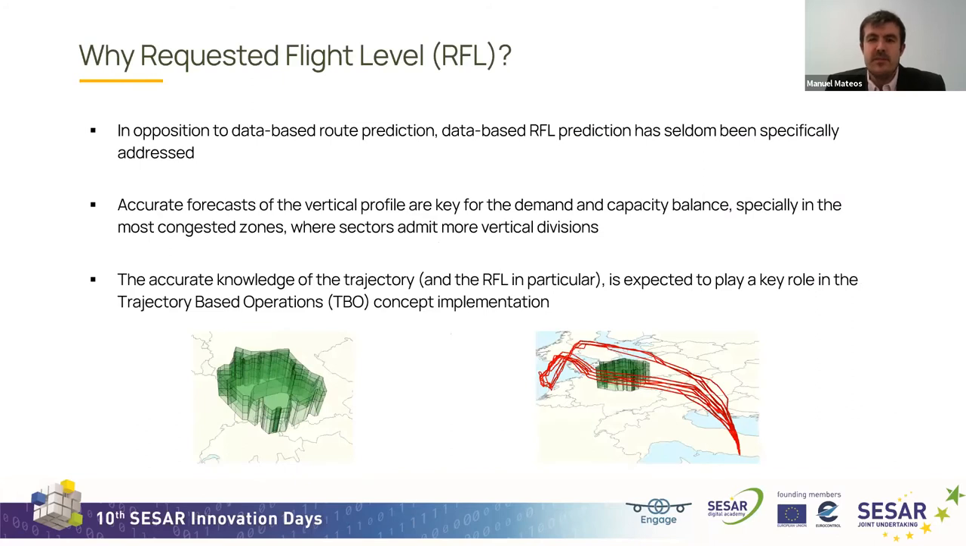Why the requested flight level in particular? First of all, because it has been seldom specifically addressed, in comparison, for example, with trajectory route prediction, which are topics that have received much more attention, and the accurate forecast of the vertical profile is key for the demand and capacity balance, especially in those zones which admit vertical sector divisions, which are usually the areas where the traffic is heavier. So it's more important, if we can say.